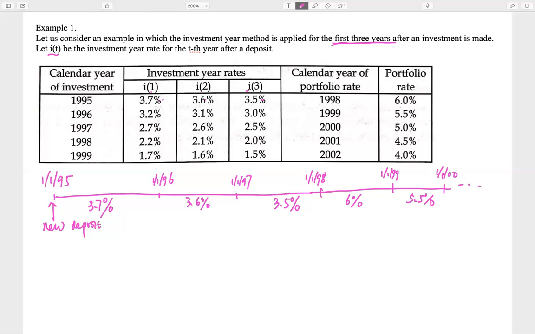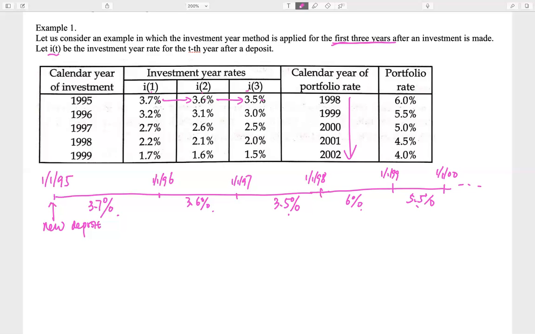Right, you know what's going on next, right? In 2000, the interest rate would be 5%. In 2001, it would be 4.5%. For 2002, it would be 4%, right? So you see. So basically what you do is you go along the row, and after that, you go along the column. So that's what you do, right?